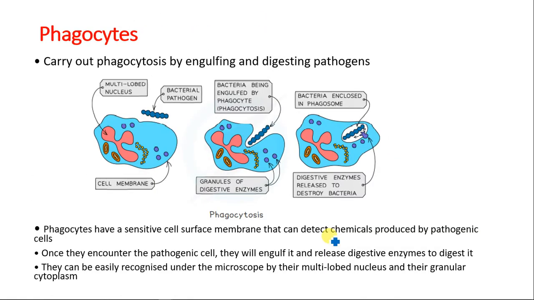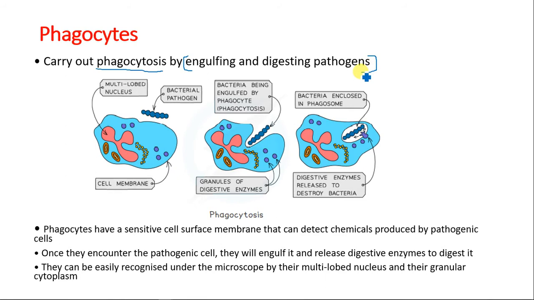Okay, now phagocytes, how do they carry out their function of phagocytosis? You need to be able to explain this process because it comes out a lot in exams. They carry out phagocytosis by engulfing and digesting pathogens. So you should take note of this major keyword: by engulfing and digesting pathogens. That is how we carry out the process of phagocytosis.